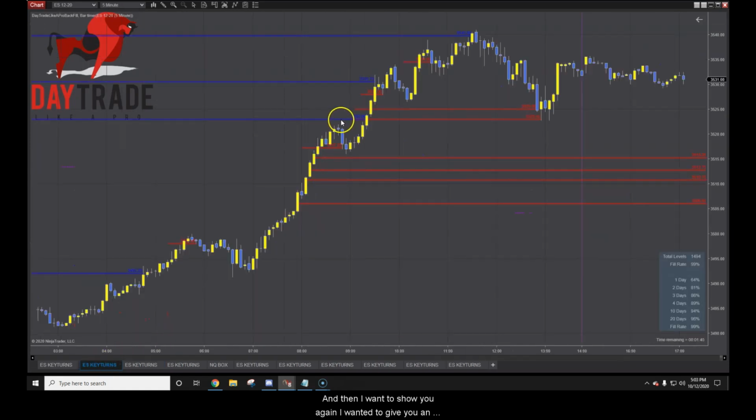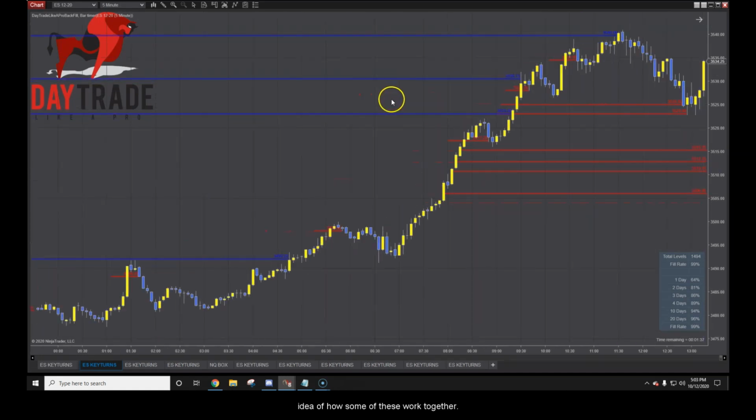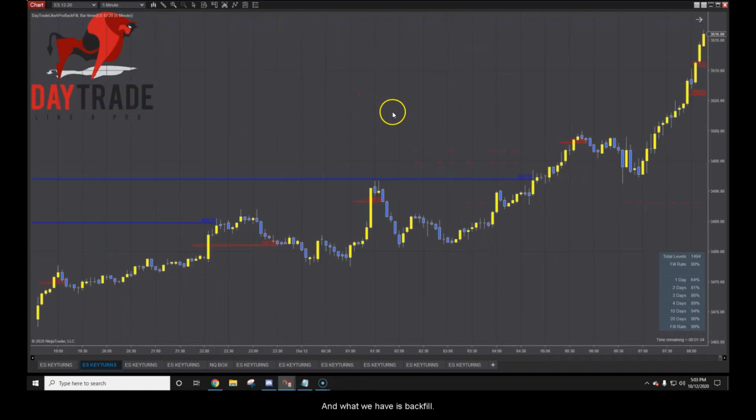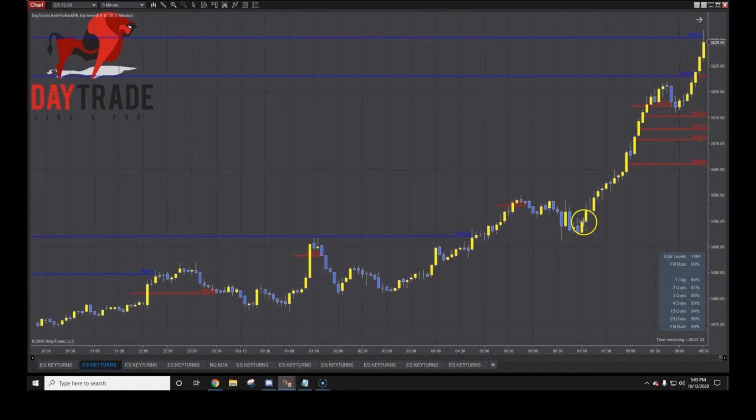And then I wanted to give you an idea of how some of these work together. And what we have is backfill right here. And with backfill, you can see we had this 35.30, 35.23. These may go back a while, but we can see what happened today is there were a bunch of prices here that got left as unfilled prices that the market is likely going to want to come back to.